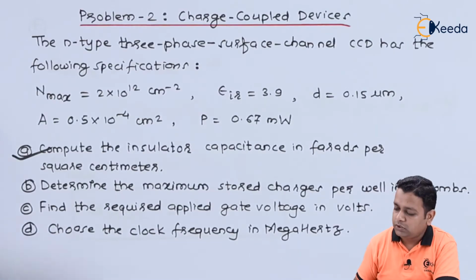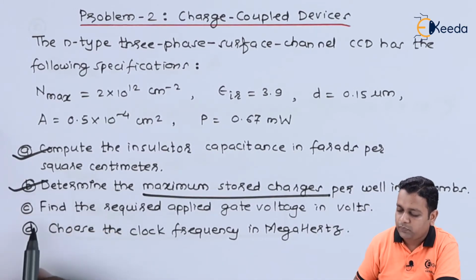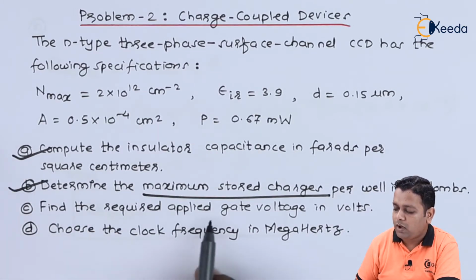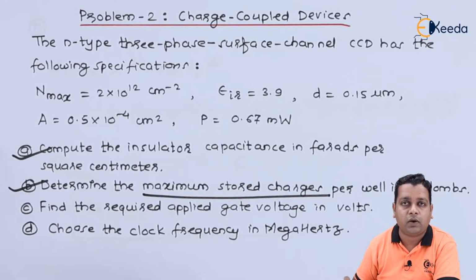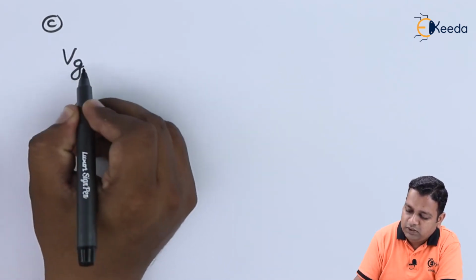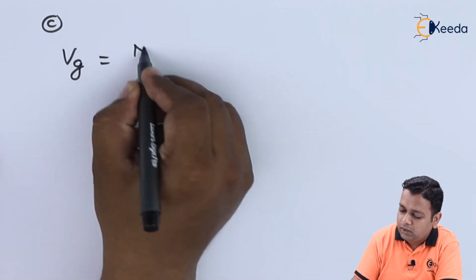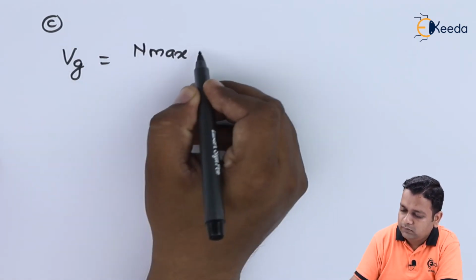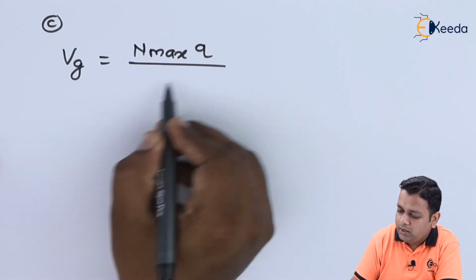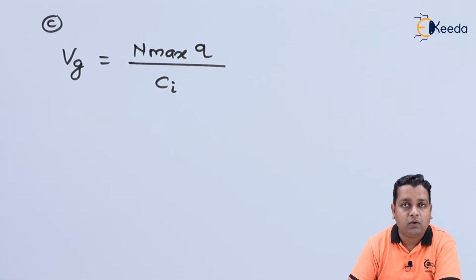Now after determination of the maximum stored charges per well in terms of coulombs here, we go for finding the required applied gate voltage in terms of volts here. So the required gate voltage in part C can be represented simply by Vg, and it can be computed by making the use of again N max into Q but divided by C suffix I, the insulator capacitance that we have determined as answer for part A.